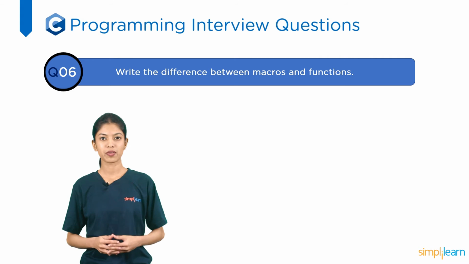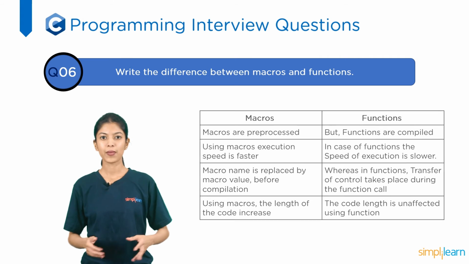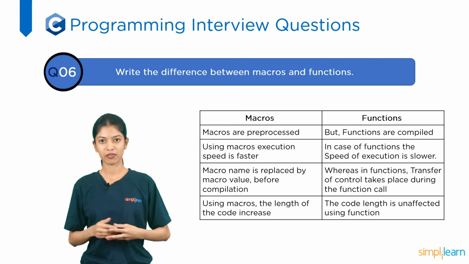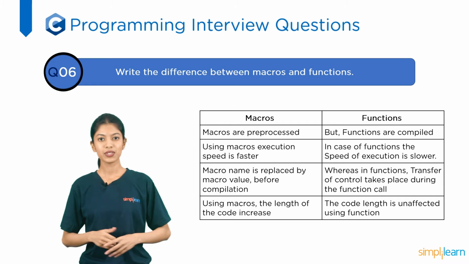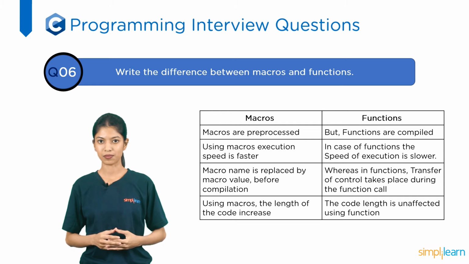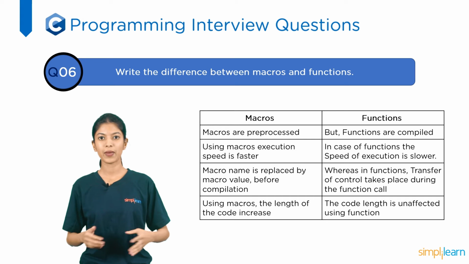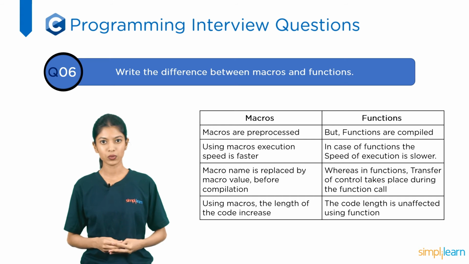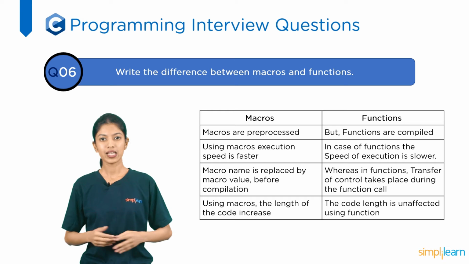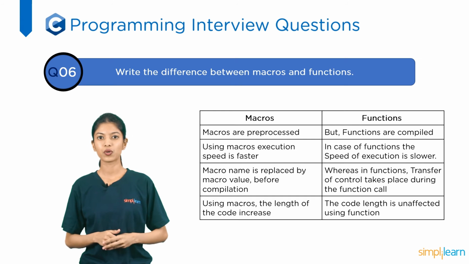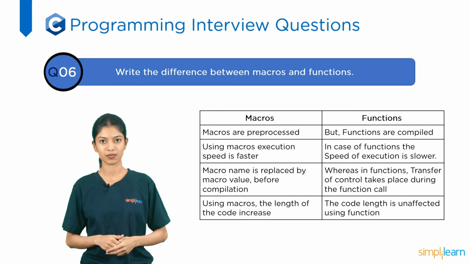What are the differences between macros and functions? Macros are preprocessed, but functions are compiled. Using macros, execution speed is faster, and in the case of functions, the speed of execution is slower. The macro name is replaced by the macro value before compilation, whereas in a function, transfer of control takes place during the function call. Using macros, the length of the code increases. The code length is unaffected using a function.